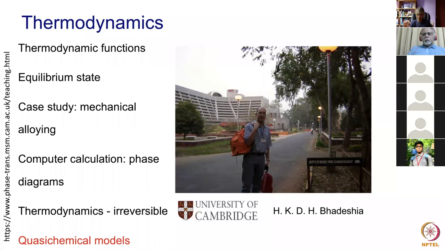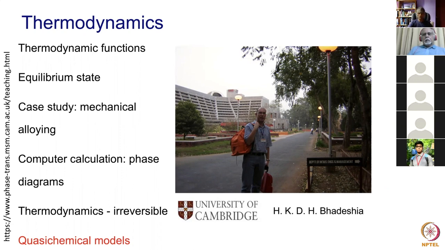And the sort of model that I'm going to describe has a variety of hierarchies. So the regular solution model that we discussed is known as the zeroth order quasichemical model, because it basically assumes a random mixing for the entropy term with a finite enthalpy of mixing. And today I'll discuss the first order quasichemical model, where we will look at pairs of atoms rather than individual atoms. And there are even higher order models where you look at clusters of atoms being distributed in your system.